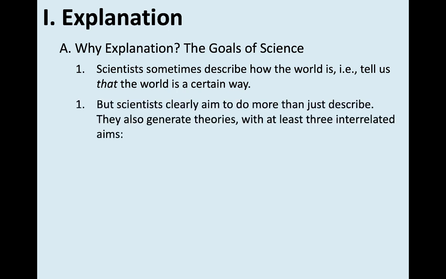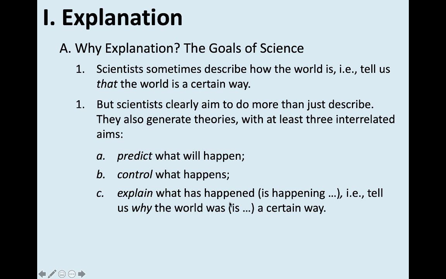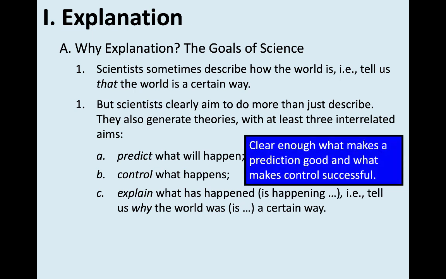But clearly, scientists typically aim to do more. They aim to predict what's going to happen, control what happens, and what this means here is to intervene in the system in a way that produces some outcome predictably, and explain what has happened. That is, tell us why things have happened the way they have. Now, we're focusing on explanation because prediction and control are fairly clear.